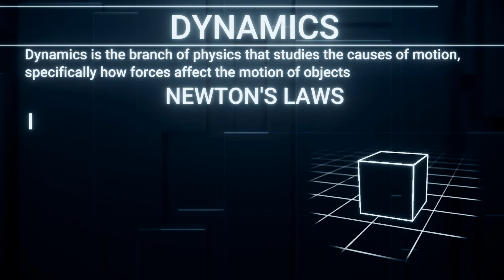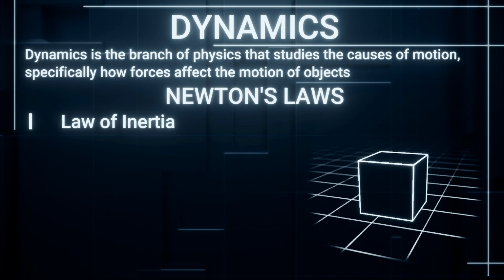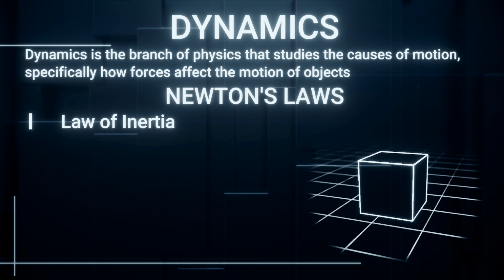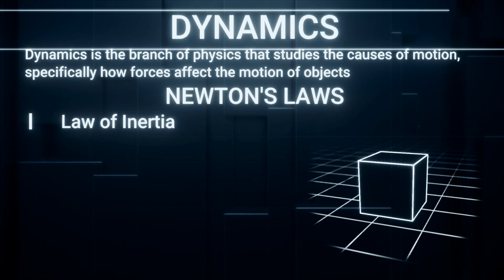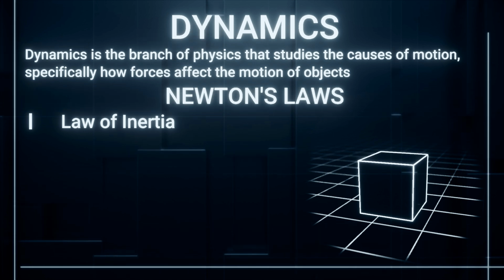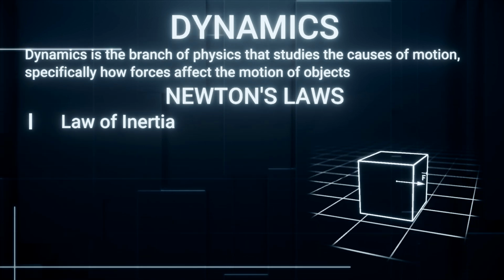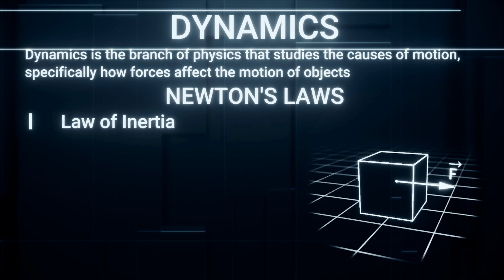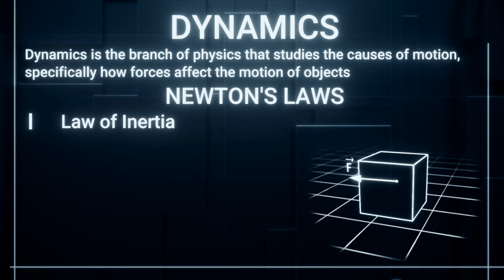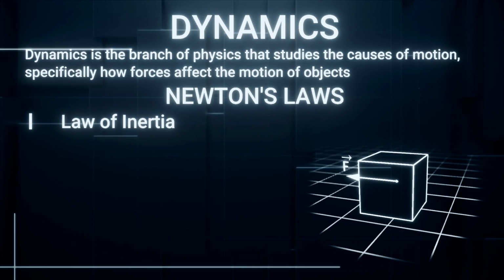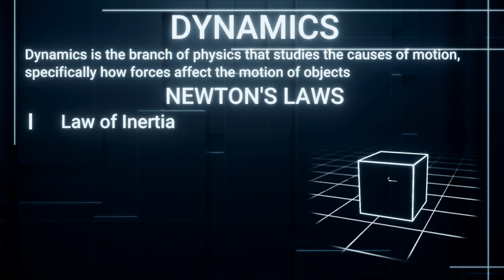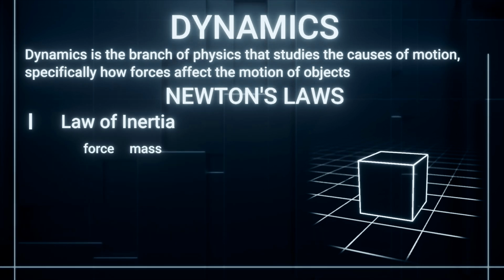Newton's first law, also known as the law of inertia, states: an object at rest stays at rest and an object in motion stays in motion with the same speed in the same direction, unless acted upon by an unbalanced force. The first law defines inertia, which is an object's resistance to changes in motion. In other words, an object will keep moving the same way unless a force makes it speed up, slow down, or change direction. The same force can affect different objects differently, depending on their mass. This brings us to the three key concepts of dynamics: force, mass, and inertia.